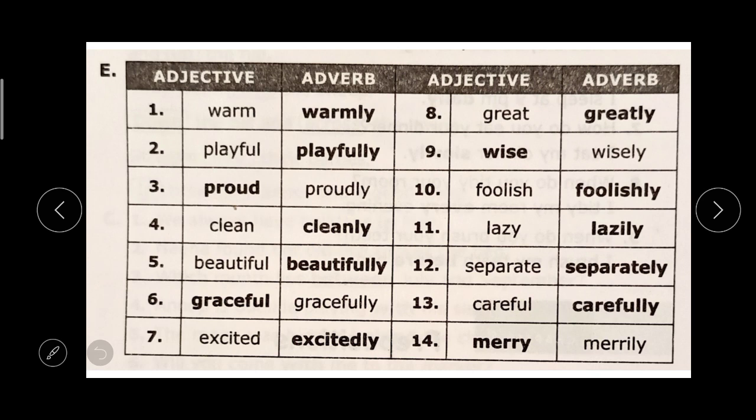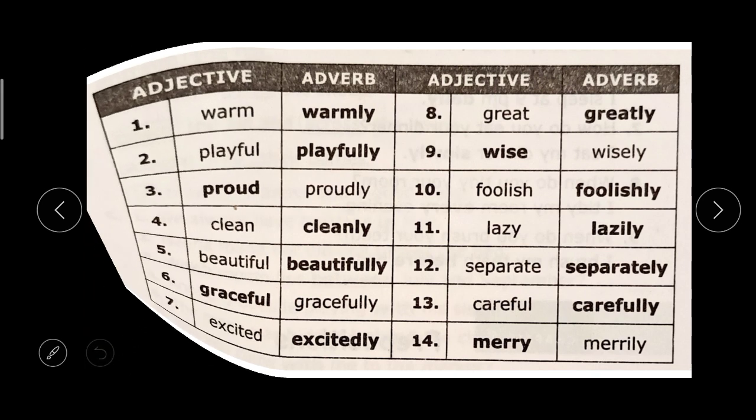The number 8 the adjective is great, whose adverb will be greatly. The number 9 its adjective is wise and its adverb is wisely. The number 10 adjective is foolish, whose adverb is foolishly. Number 11 it is lazy, whose adverb is lazily. The number 12 it is separate, which adverb is separately. Number 13 it is careful, whose adverb is carefully. And number 14 is merry, whose adverb is merrily.